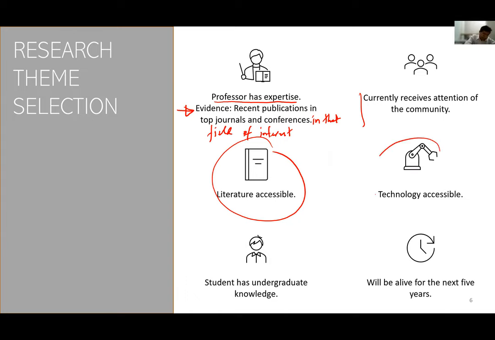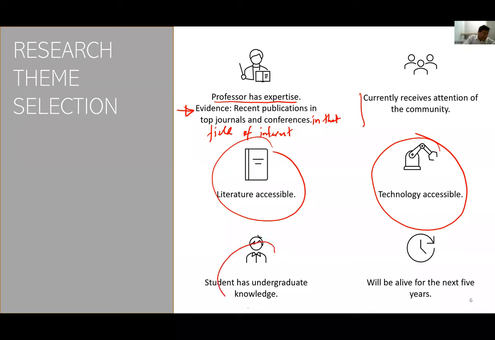Then the technology must be accessible. Now, what this means is this. For example, if your research needs you to work in the particle collider in Europe, and this is not there in Sri Lanka, you are not so intelligent in selecting that area, right? It cannot be done. So technology is not accessible, and therefore you will not be able to make a good contribution that is publishable in the top forums.